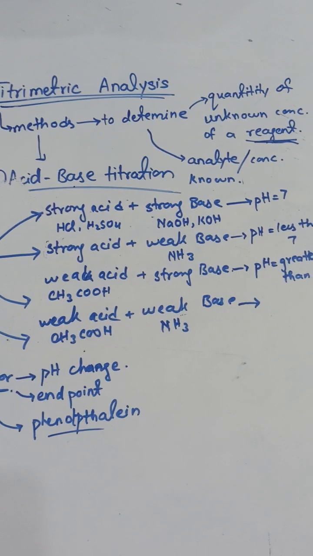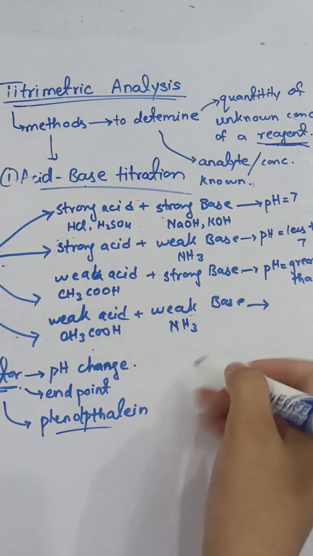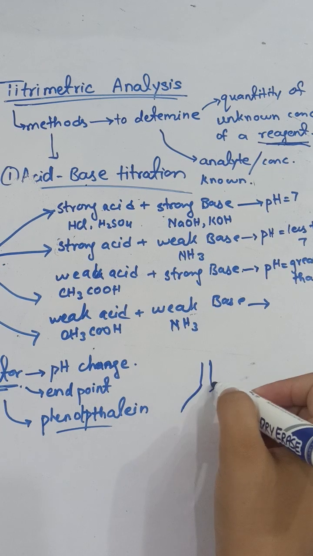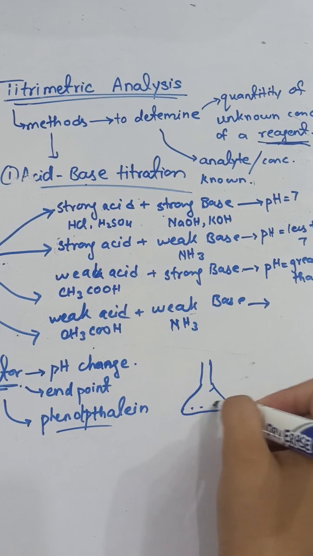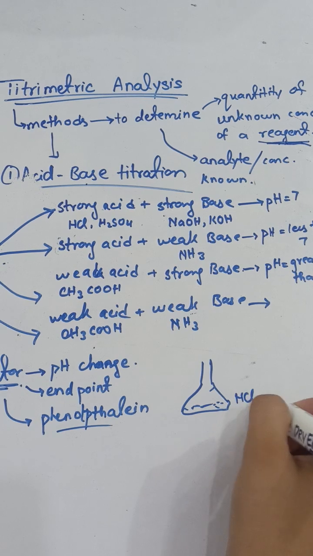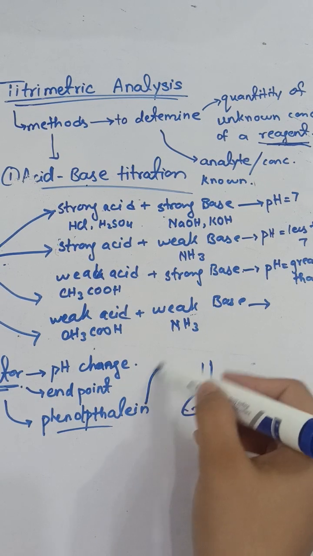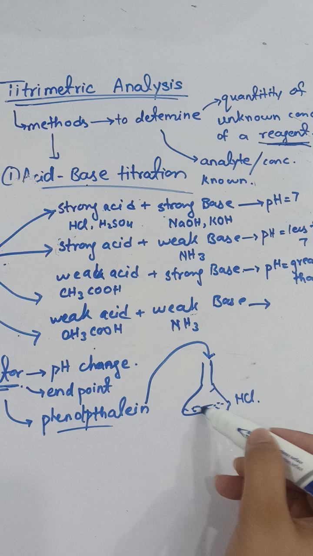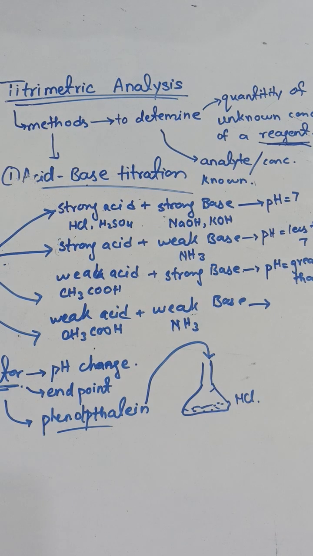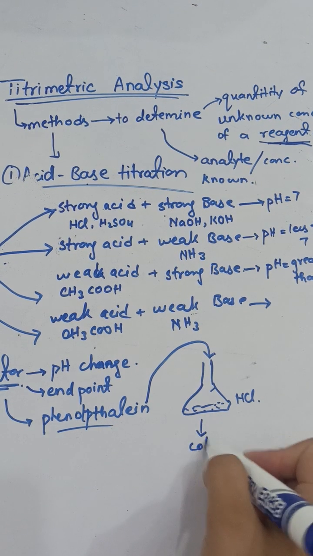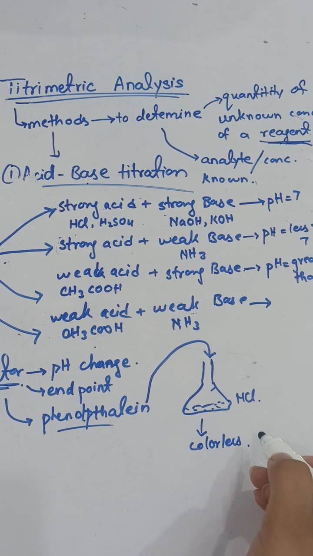Like if I tell you that this is a conical flask and I have acid here. Okay, so this is the acid, HCl, and I have added the phenolphthalein into it. What color does it show? It has the acid, the pH is very low, so phenolphthalein changes its color and becomes colorless at that point. Whenever the phenolphthalein becomes colorless, it means the acid is present here.